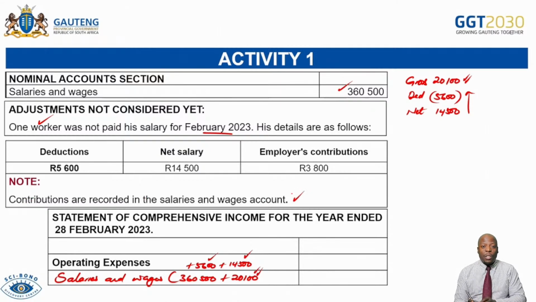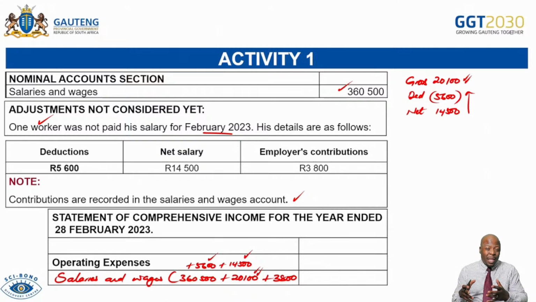So this is very important to note that in this particular question, the contributions are recorded in the salaries and wages account. So we're going to come here and we're going to say plus 3,800, plus 3,800. And then you can close this off on your own. Okay, so this is a salaries and wages adjustment.